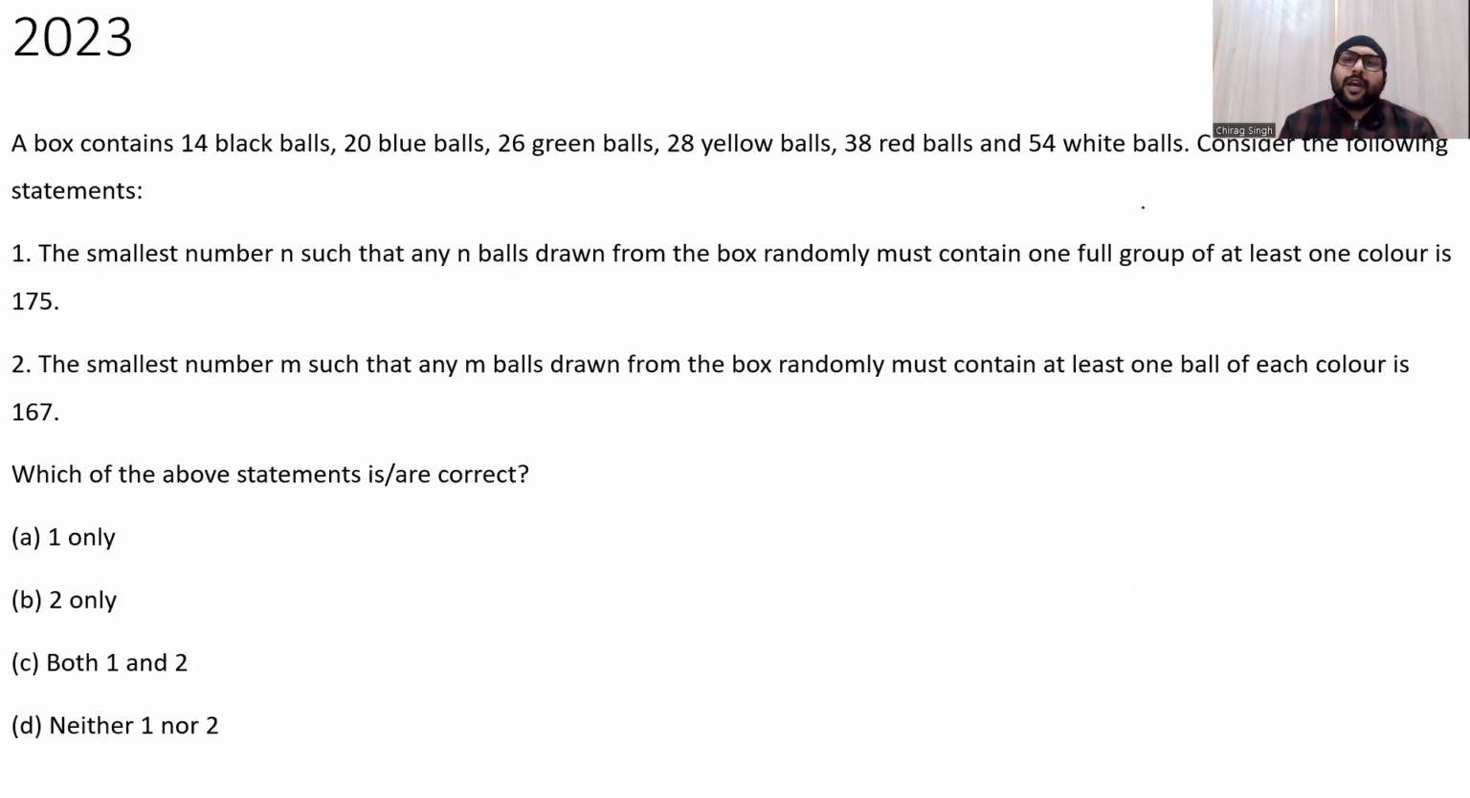Here is the next question. This question was asked in 2023. And let me explain this question to you. Okay. So it is given to me that a box contains 14 black balls, 20 blue balls, 26 green balls, 28 yellow balls, 38 red balls, 54 white balls. Consider the following statement. ठीक है. अभी इस सवाल को छोड़ो और यहां पर मेरी बात को सुनो. ऐसा मान करके चलो, you have 8 green balls, you have 7 blue balls, and you have 5 red balls. Okay, 8 7 15 और 5, total you have 20 balls.